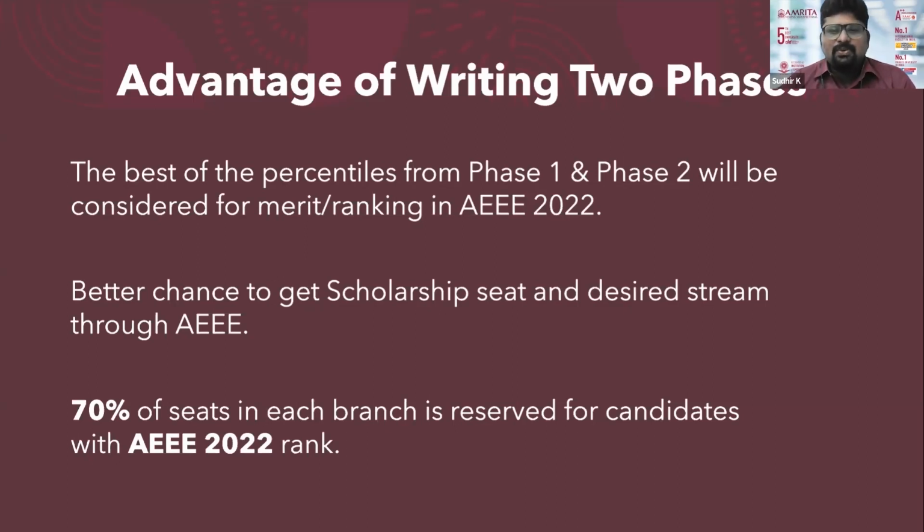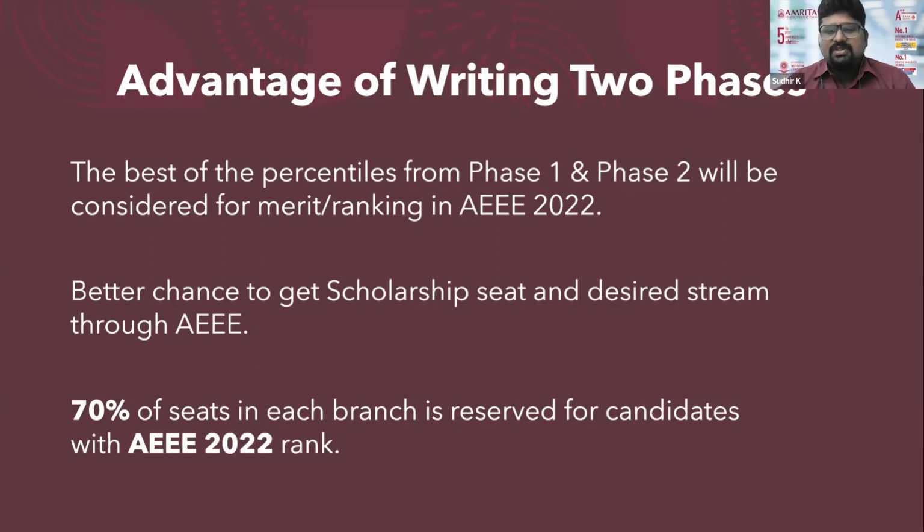Suppose you wrote phase 1 and got 85 percentile, and again you wrote phase 2 and got 90 percentile. We will consider your phase 2 percentile because you scored more than in phase 1. Using that, we will issue the AEEE ranking. The main thing is, with the merit scores which you get in AEEE, scholarship will be offered.